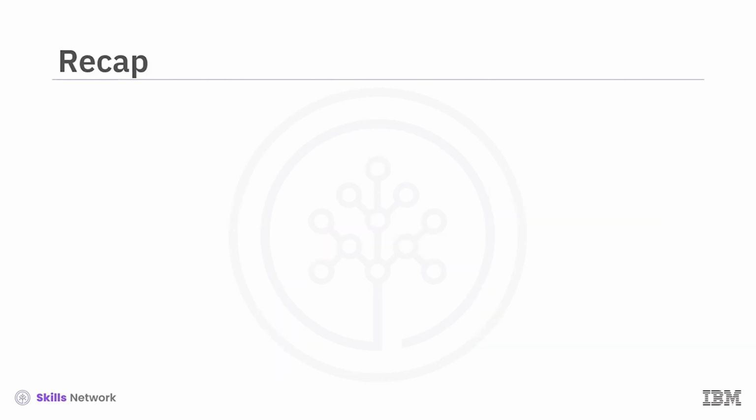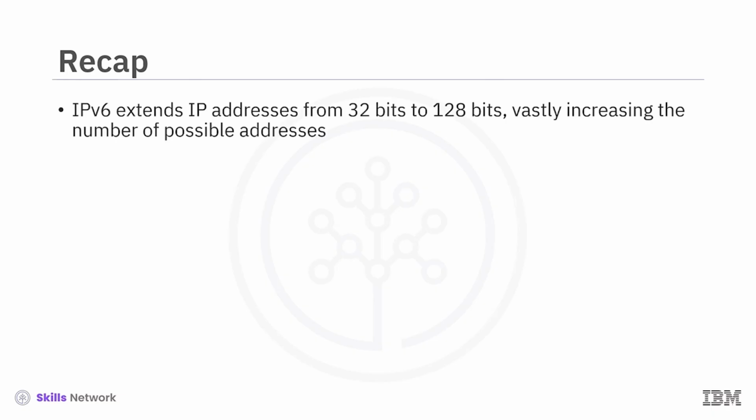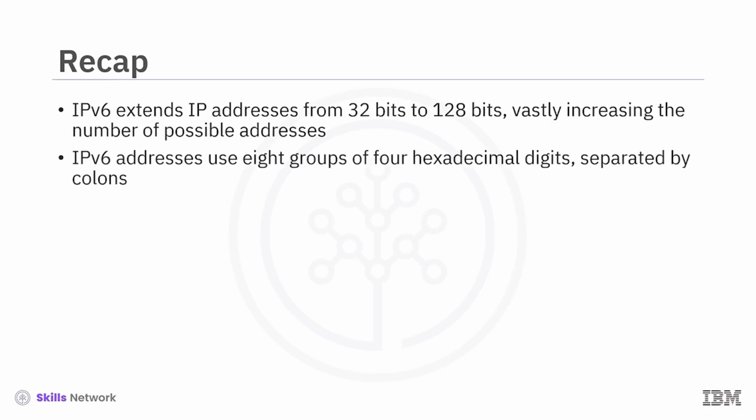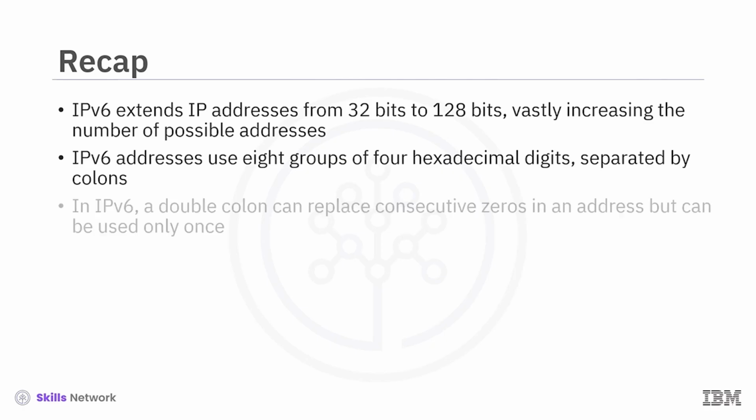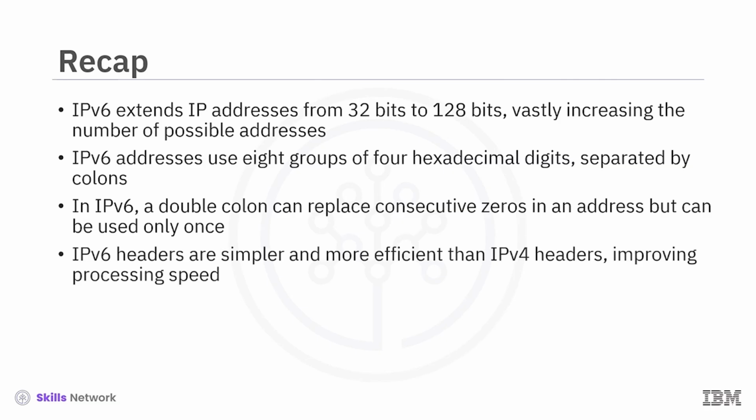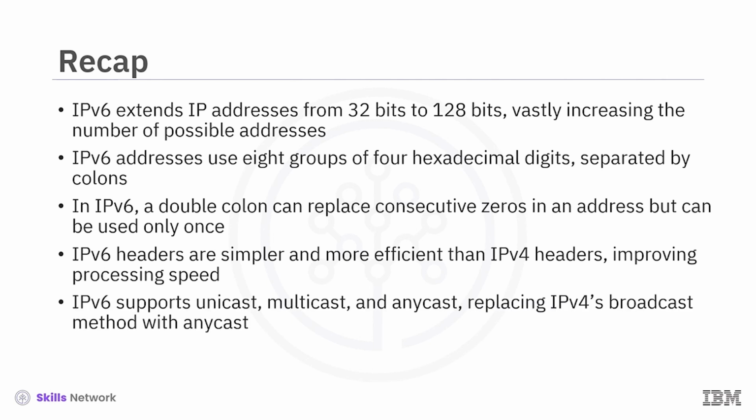In this video, you learned that IPv6 extends IP addresses from 32 bits to 128 bits, vastly increasing the number of possible addresses. IPv6 addresses use 8 groups of 4 hexadecimal digits, separated by colons. In IPv6, a double colon can replace consecutive zeros in an address, but can only be used once. IPv6 headers are simpler and more efficient than IPv4 headers, improving processing speed. IPv6 supports unicast, multicast, and anycast, replacing IPv4's broadcast method with anycast.